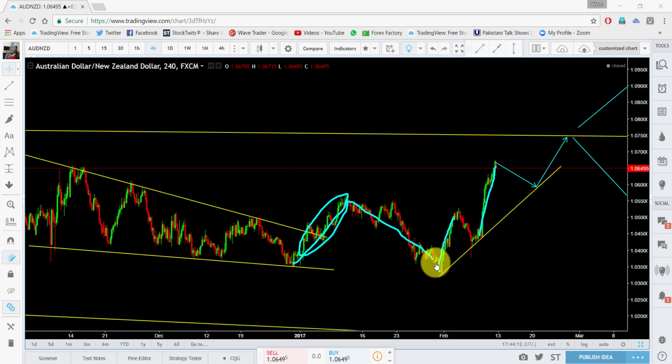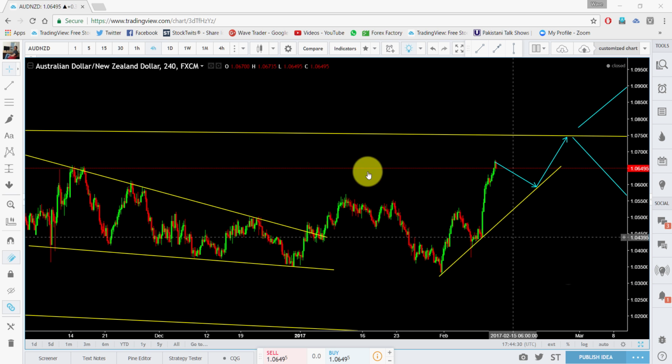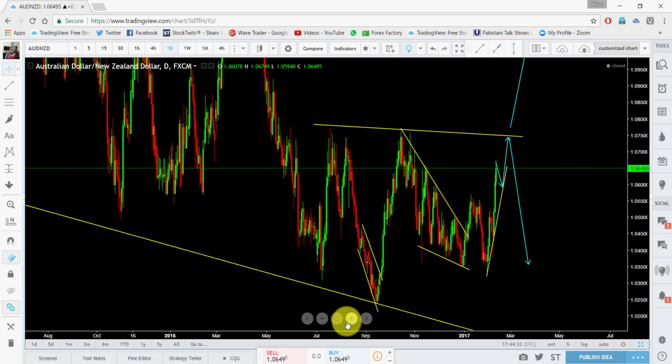Okay, so continuation to the downside. For upside, we need to wait for the continuation pattern. If a continuation pattern appears, look for buy to the upside. Once price hits this place, watch price action, either going to continue or going to reverse to the downside again.